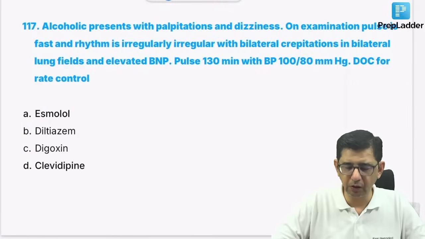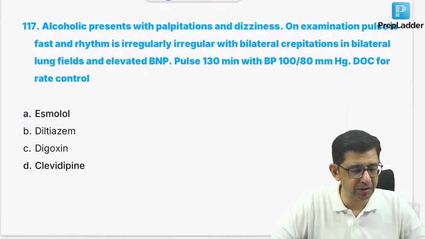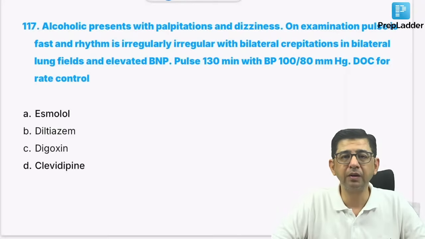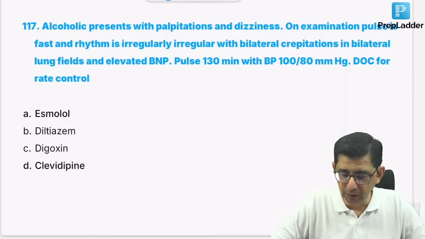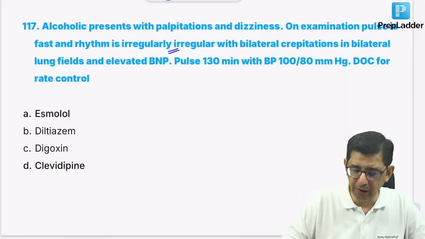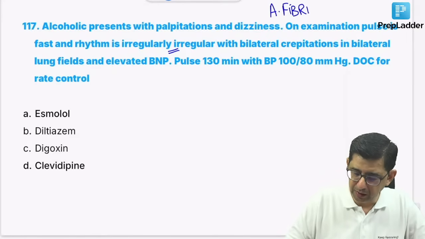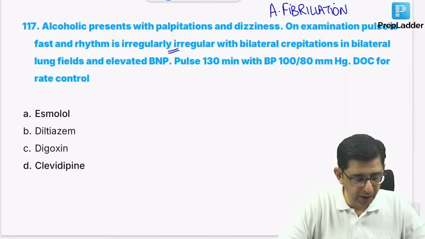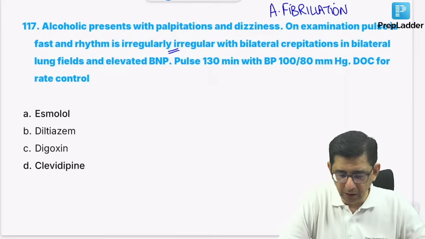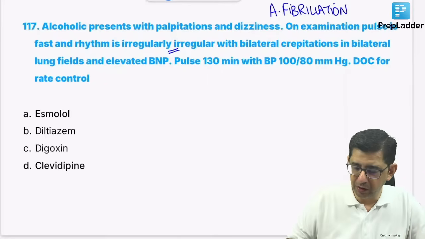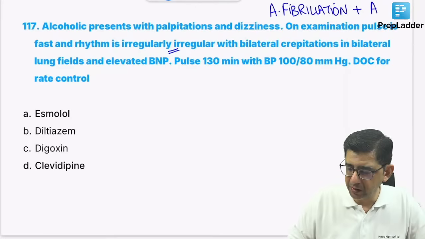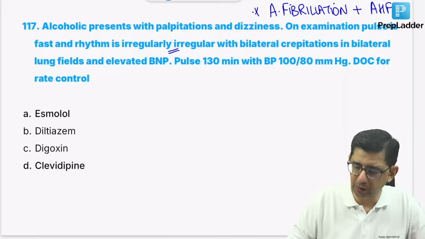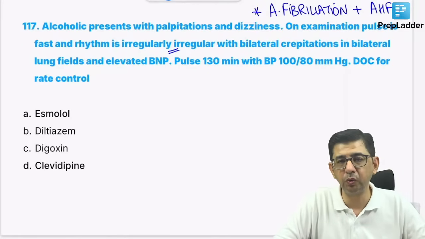We have this alcoholic coming with palpitations and dizziness, and on examination there is a fast rhythm which is irregular. That immediately tells me the question is on atrial fibrillation, and there are bilateral crepitations described in both lung fields with elevated BNP. So he asks what drug would be recommended for this patient. Because this is a repeat one, guys. This was asked in last time's paper also: atrial fibrillation with acute heart failure.